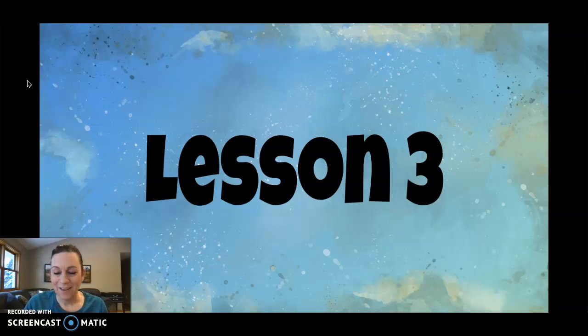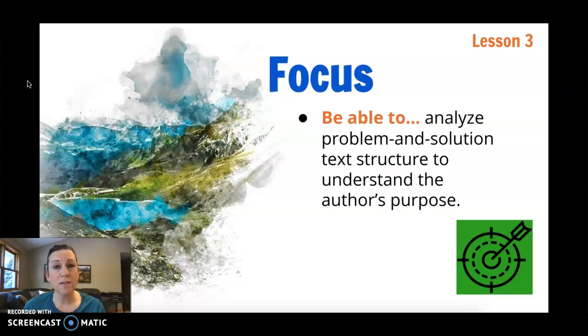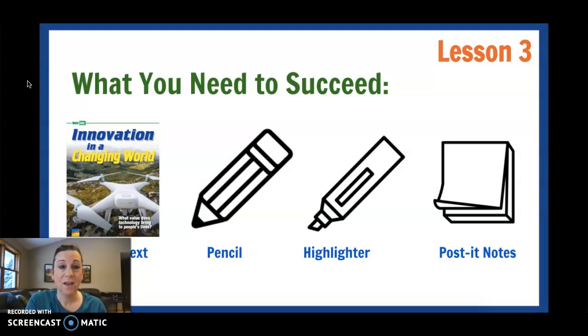Mrs. Inman. Okay, so our focus today is that we will be able to analyze problem and solution text structure to understand the author's purpose. We're going to figure out the problem and the solution to figure out why the author wrote this story. So, of course, what you need is your mentor text, a pencil, a highlighter, and some Post-it notes. Take a second to grab those and then come on back.